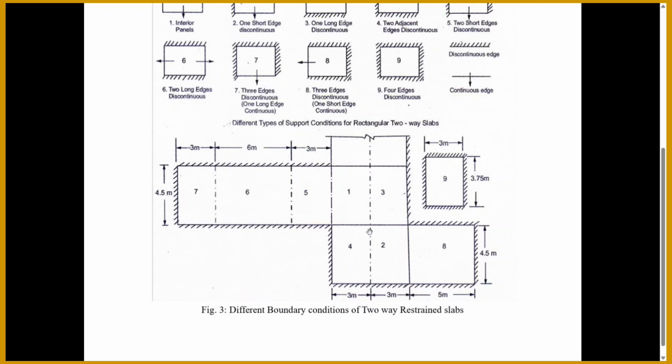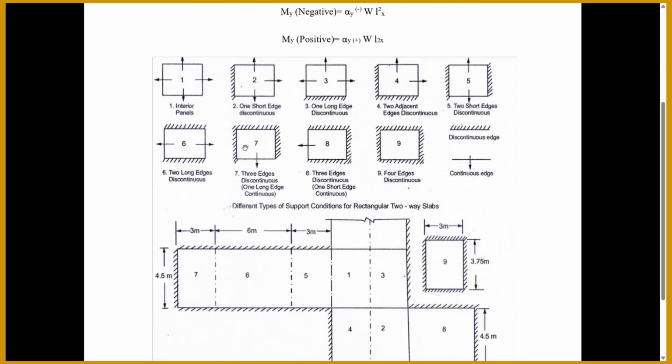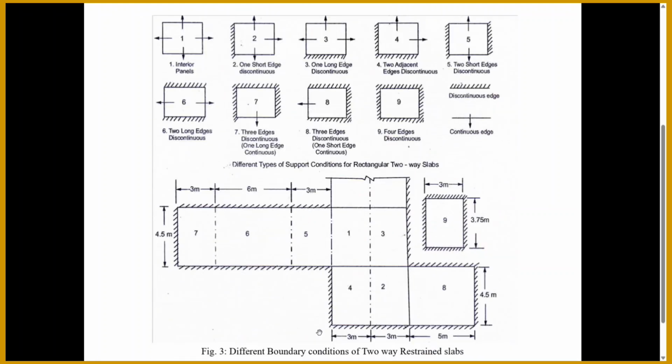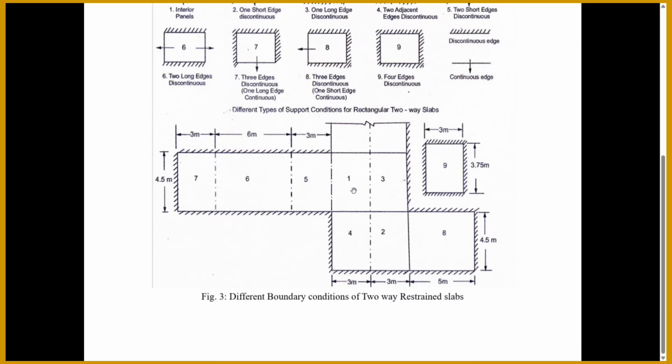These are all the slab panel names. This is panel 1, panel 2, panel 3. This is panel 4. This is 5, 6, 7 and 8. These are all divided. As you can see, if you have to learn, you can pause the video and learn the different boundary conditions of that slab.